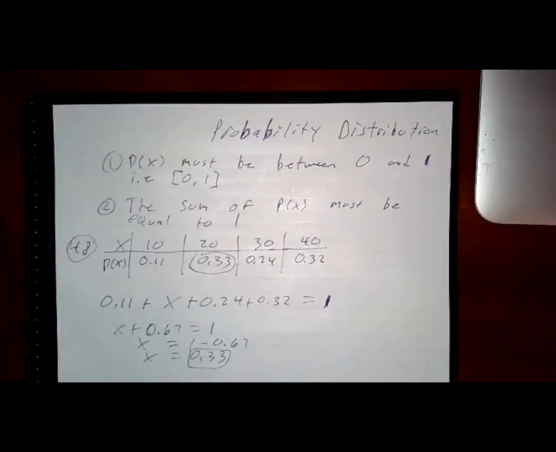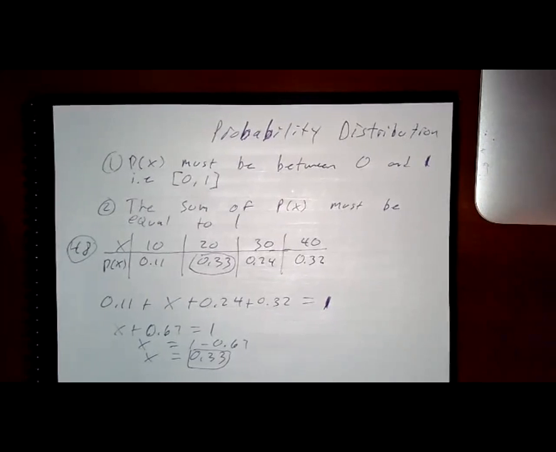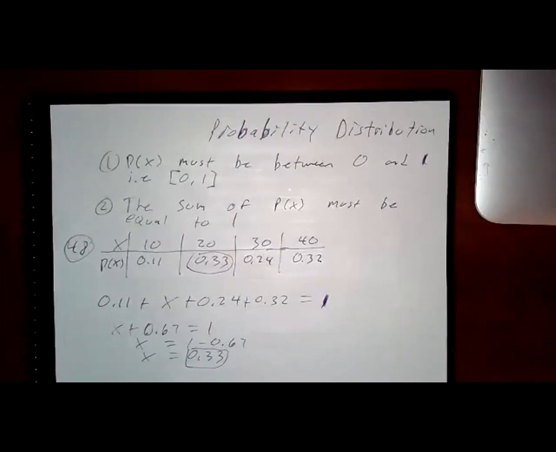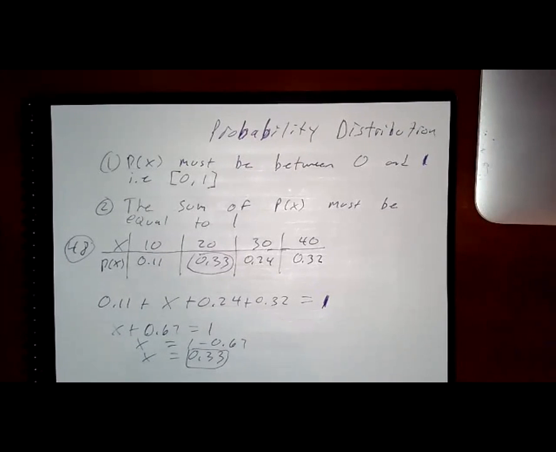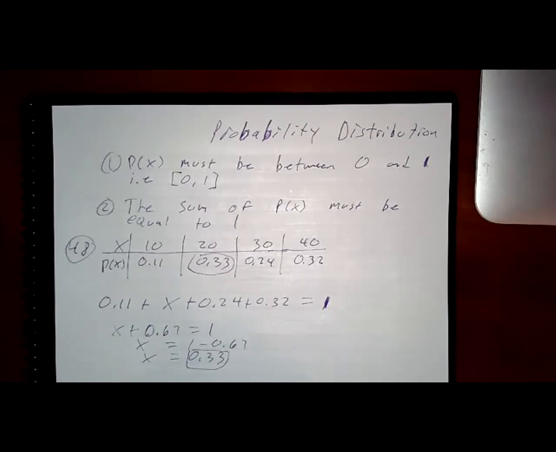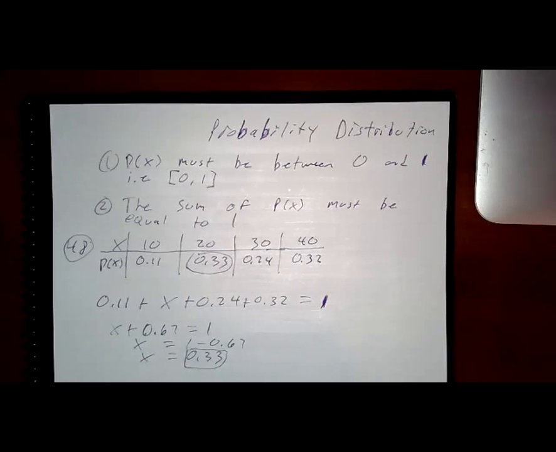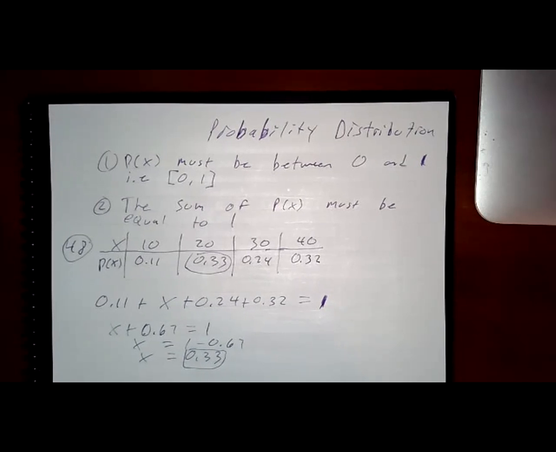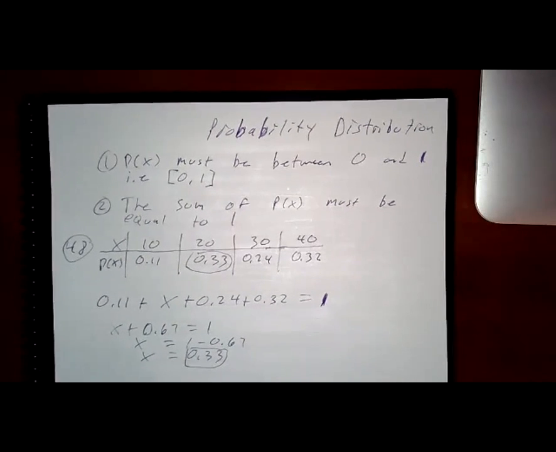Last question for today, I guess. The values are -1, 0, and 4, with probabilities 0.3, 0.4, 0.3. So the question says, if the probability distribution for the random variable x is given in the table, what is the expected value of x? So what they're asking for is E of x.